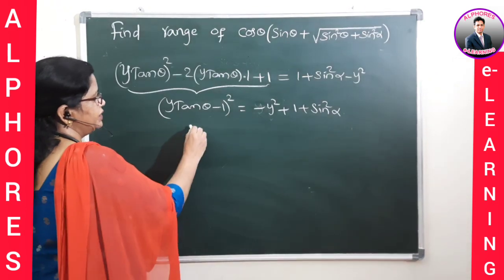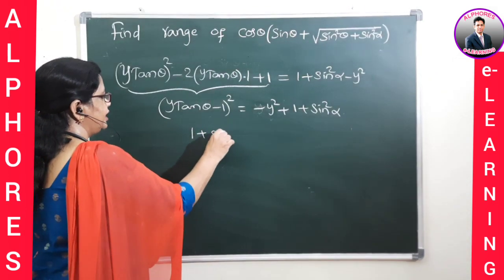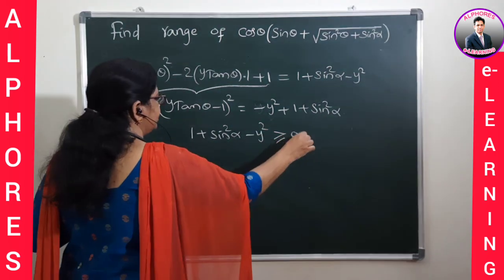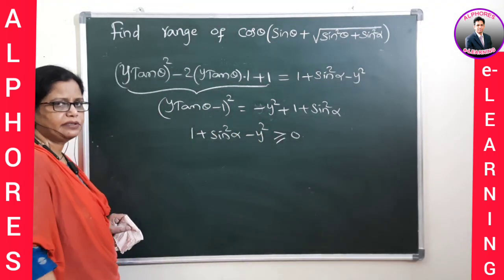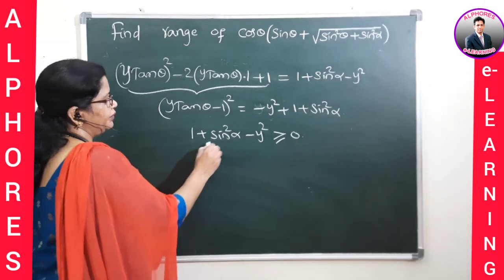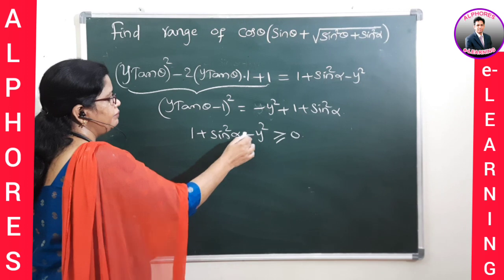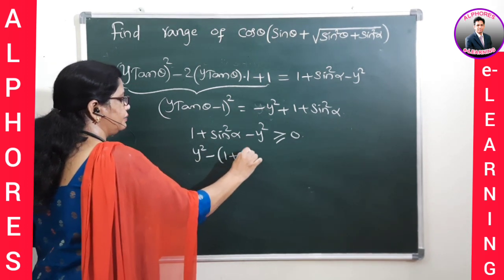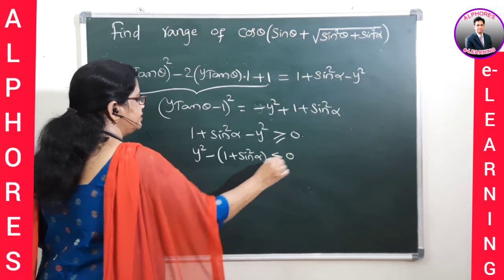And in this way, this value, that is 1 plus sine square alpha minus y square, is always greater than or equal to 0 because this is a perfect square. Now our requirement is y. Therefore, I am multiplying by the minus symbol. Then y square minus of 1 plus sine square alpha is less than or equal to 0.